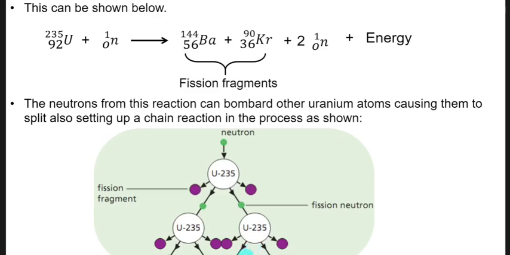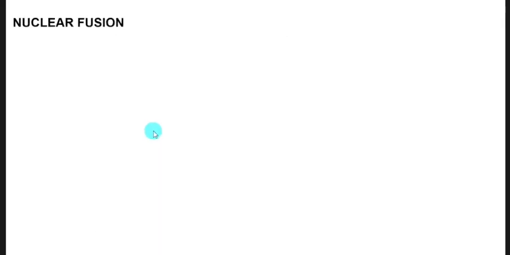So this reaction can go on until all the uranium nuclei have been split. Such a reaction is what we call a chain reaction. All right, so let's look at nuclear fusion.